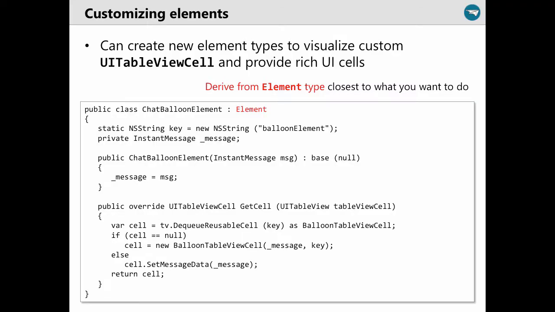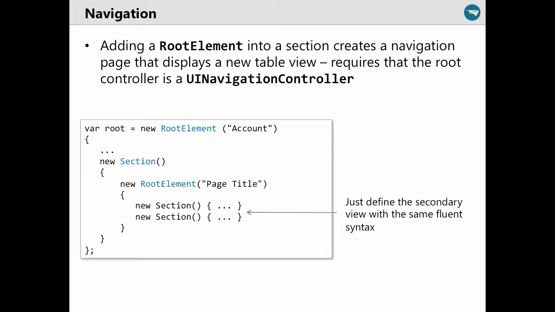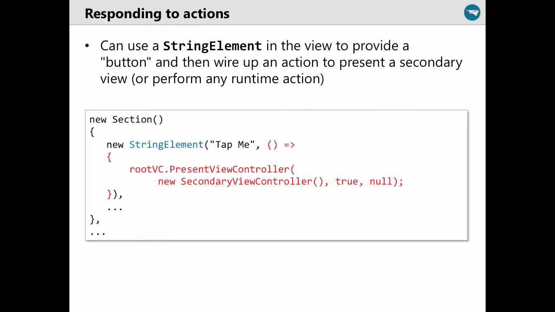So we can customize elements, I mentioned that. We can do navigation. Whenever you create a secondary view by adding in a new root element, the system will then create navigation for you. And we can also do it through an action that you can put onto a string element as well. And this would also be true of styled string element since it derives from string element. And so whenever we get that action, we can use the navigation controller or we can use the present view controller like you're seeing here.